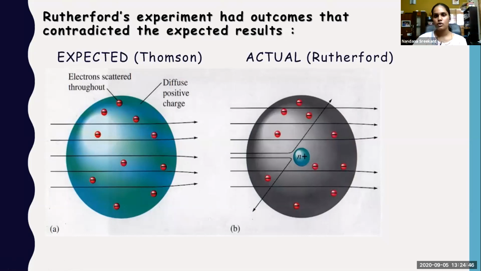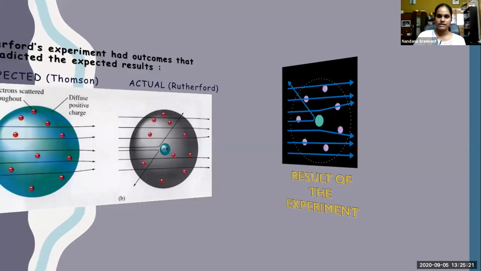The first result was most of the alpha particles passed without any deflection. The second result was as it came close to a little mass, a denser mass, a small fraction of alpha particles deflected with small angles. And the next one was that only around 1 out of 20,000 alpha particles, that was the approximate number, rebounded, which means they deflected back at 180 degrees. So these were the results found.